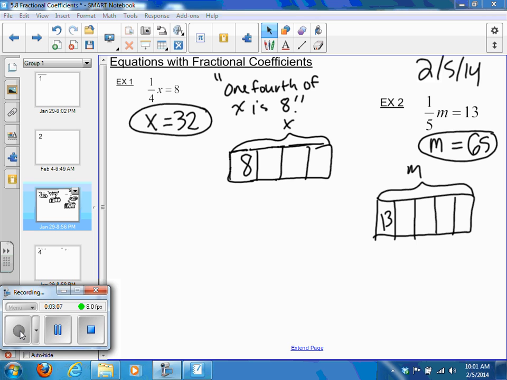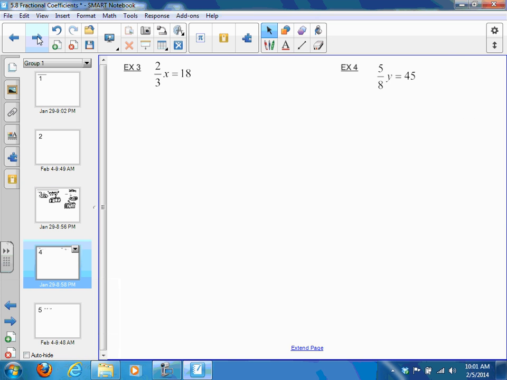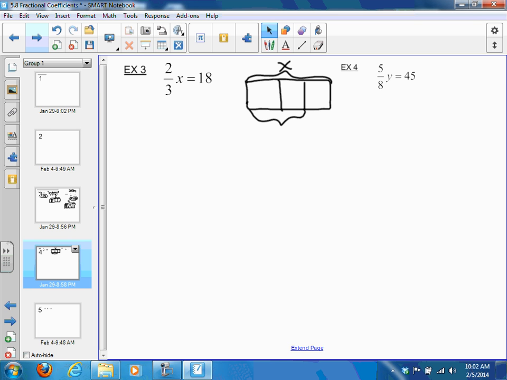All right. So let's look at example 3. This is going to be the last one that I require a model for. All right. But we're going to model this. What is our whole, kids? Say it if you know it. X. All right. Maya, how many units should we break x into? 3. 3 units. Very good. And then what should I do with that 18? Ryan? You should put a brace over 2 of them. 2 of those units, or 2/3 of x, equals 18.